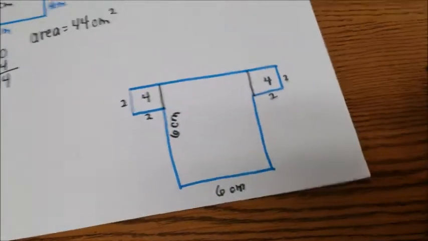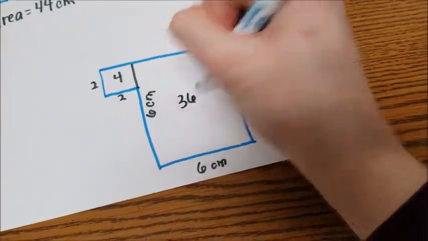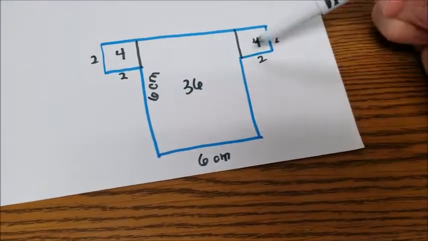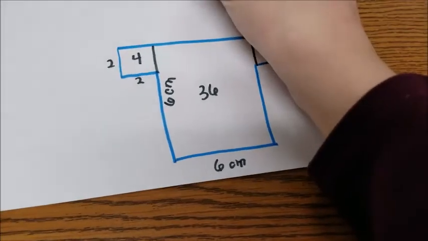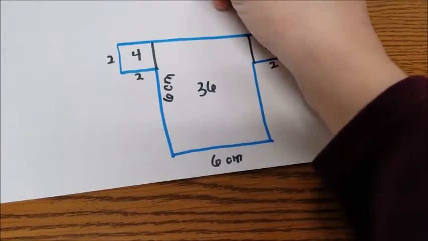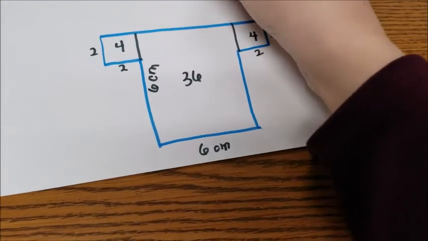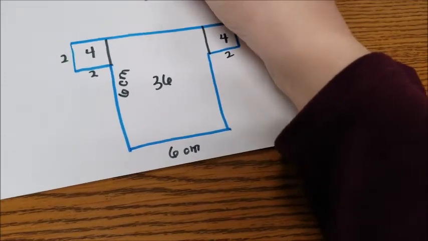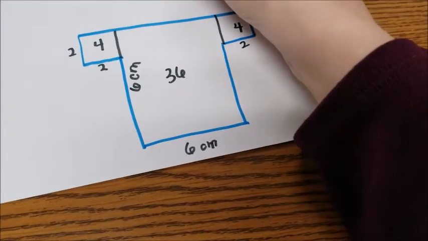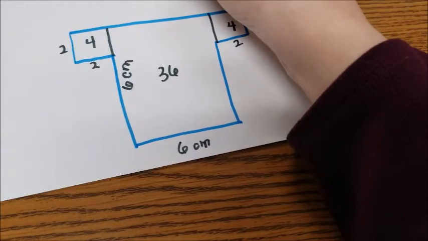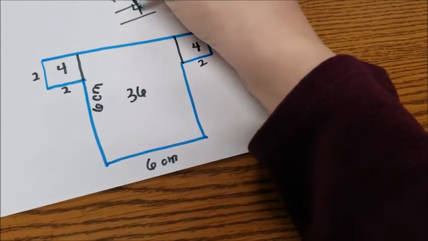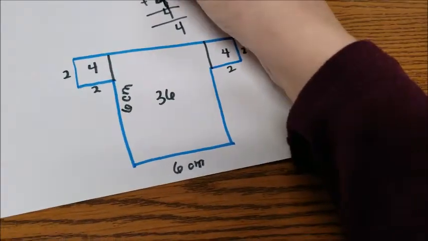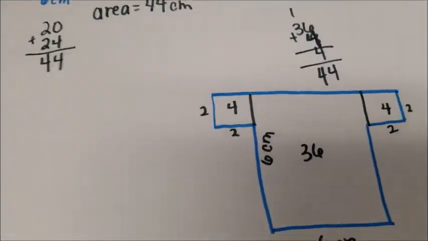All right. So now, again, I would just add those 3 shapes together. 36 plus 4 and 4 is 8. Or you could just do 4 and 4 if that makes more sense to you. So there's 10 and a 4, 14. 3 plus 1 is 4. Still going to be 44. It doesn't matter which way you did it. All right, so let's put that one aside and do another one.